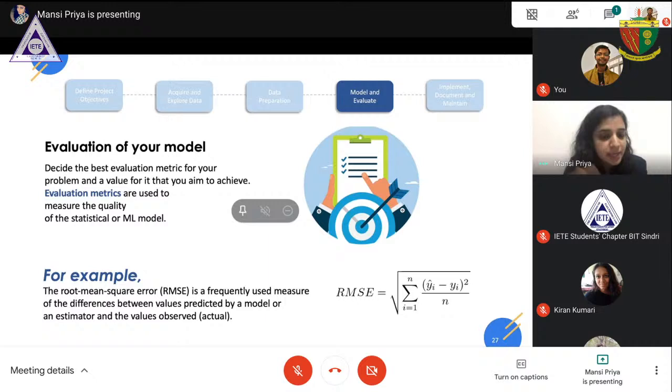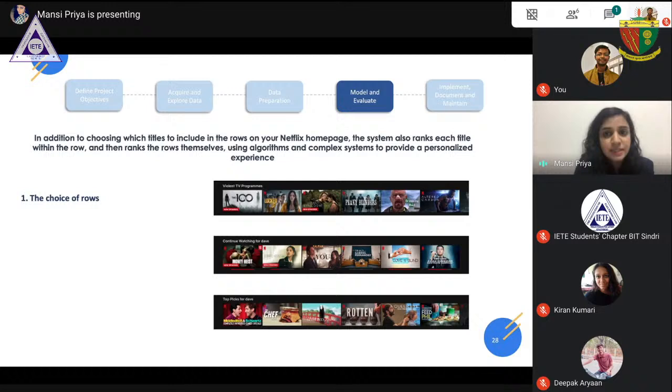So how do you think Netflix makes a model? What is the model that Netflix has made? Firstly, it has to choose rows. If you have watched a Netflix screen, you would have seen there are different types of rows present. Like here, I have shown in this slide, there are different rows like violent TV programs, or continue watching for Dave, or top picks for Dave. If I tell you about my Netflix, it is something like more horror movies because I watch more horror movies. So those are the choice of rows that Netflix chooses, which rows are suitable for you, and it is different for everyone.